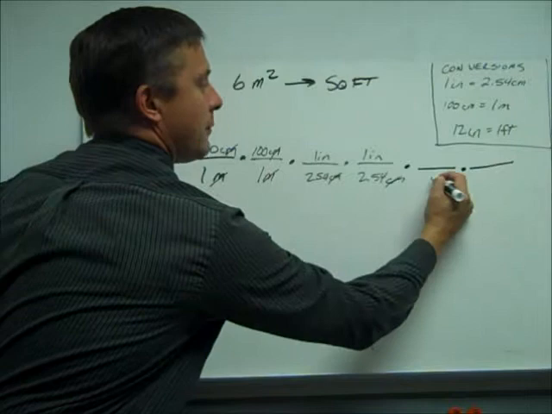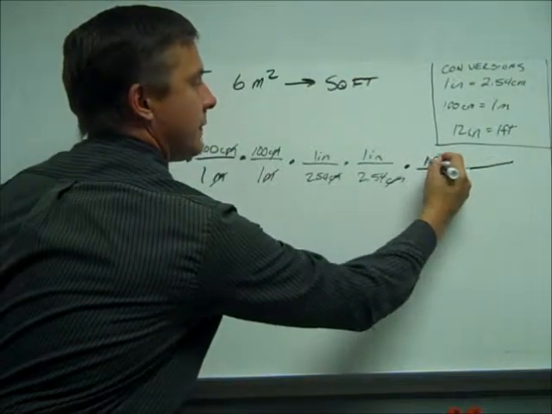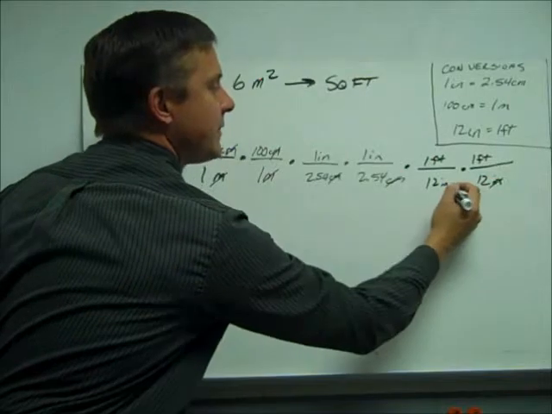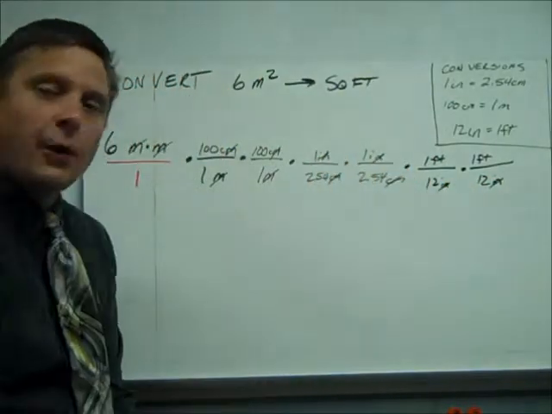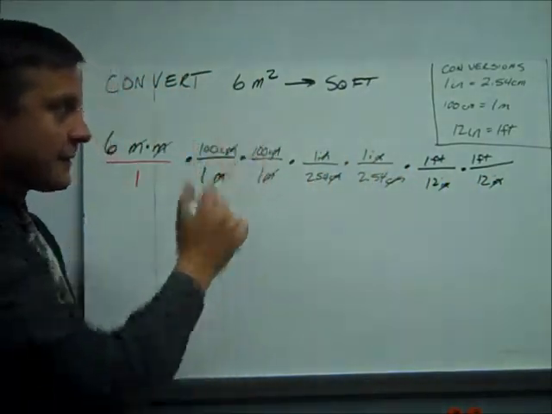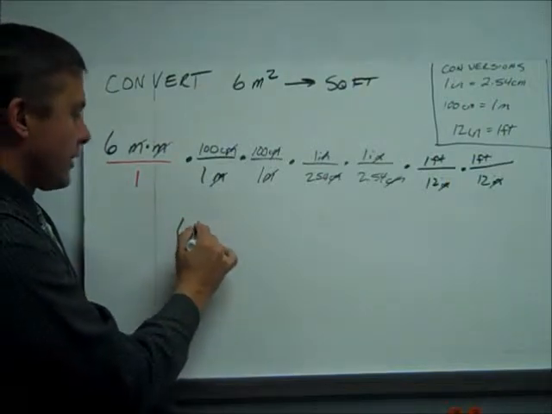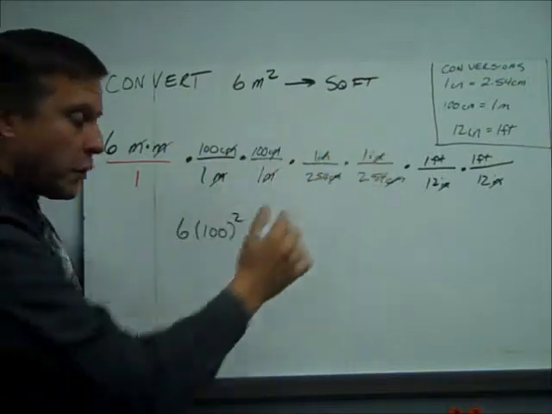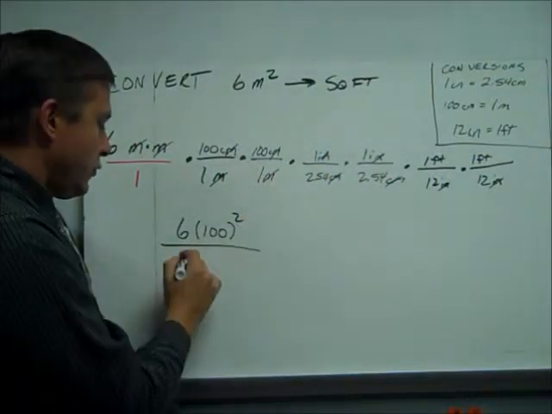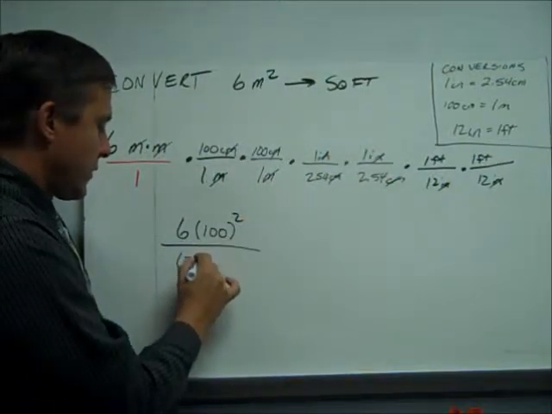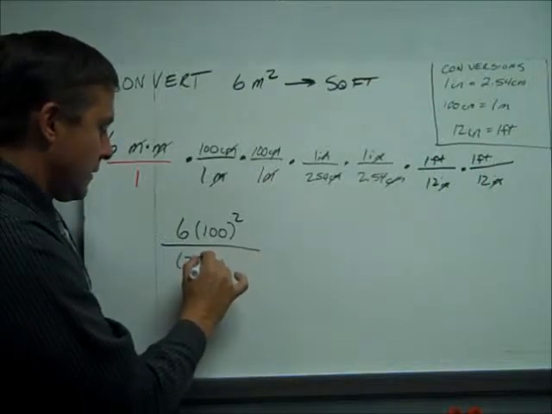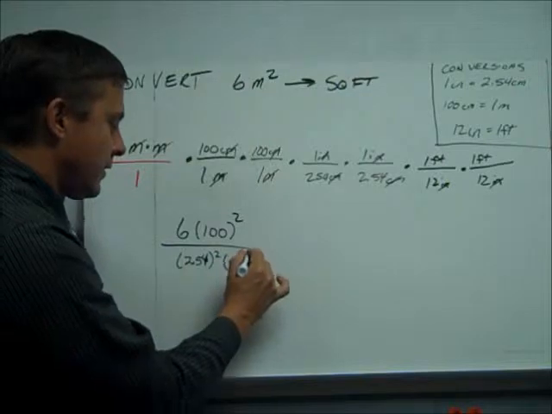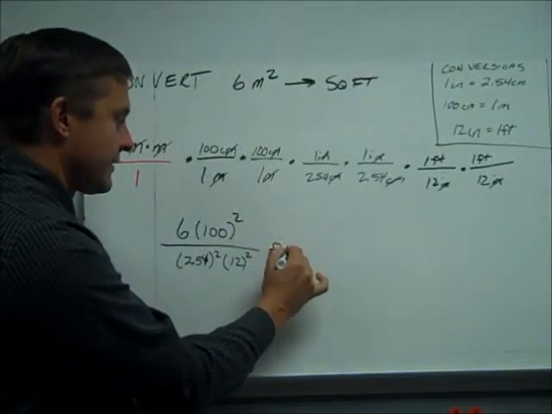I have to get from inches to feet. And when I do that, now I have one product that is in feet squared. And again, if I write it out, I often write it this way. 6 times 100 times 100, dropping all the ones, over 2.54 squared times 12 squared. And that is feet to the second.